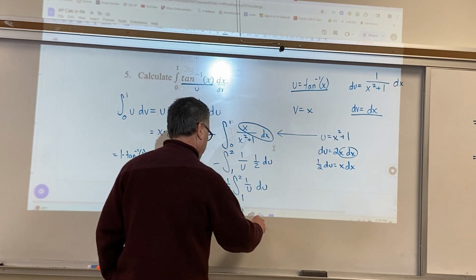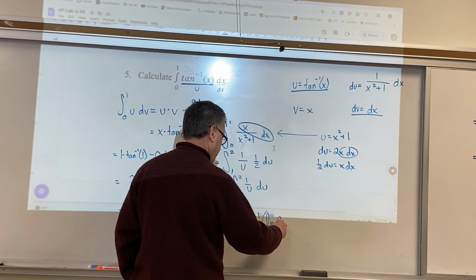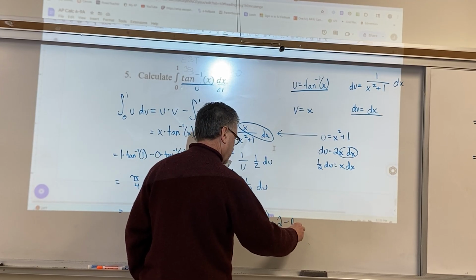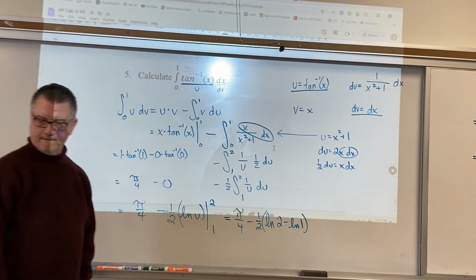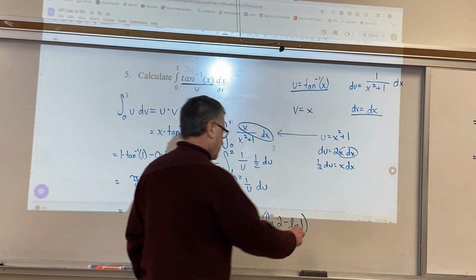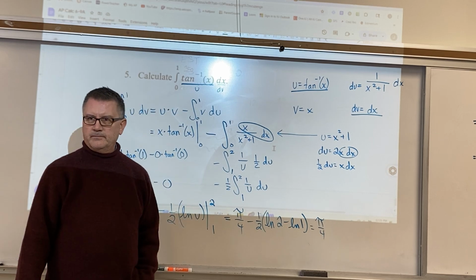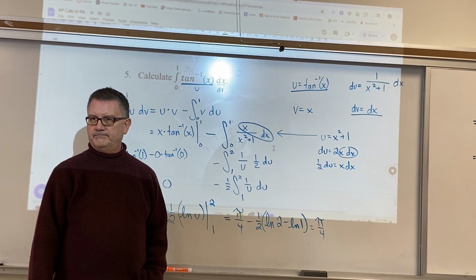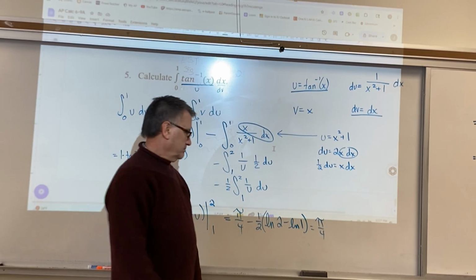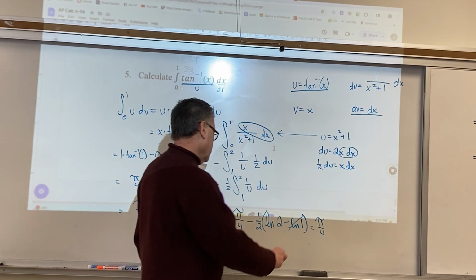So I've got minus 1/2 times natural log 2 minus natural log 1, plus pi over 4. Does anybody know what natural log of 1 is? e to what power is 1? 0. Yeah, e to the 0 is 1, so natural log of 1 is 0. We got rid of that. So it's basically pi over 4 minus 1/2 natural log 2.